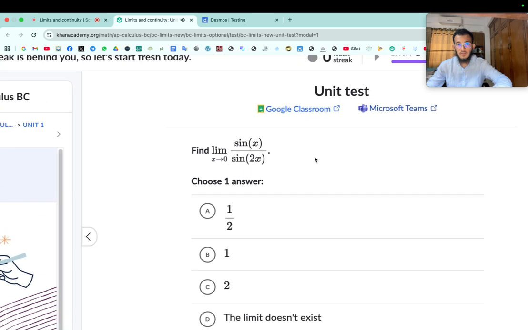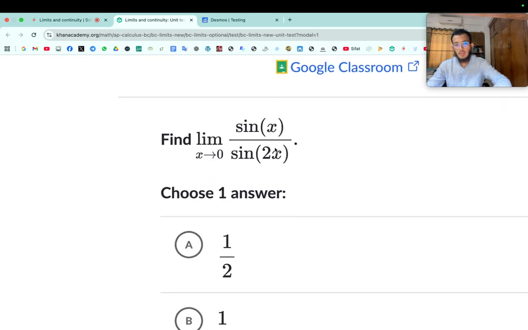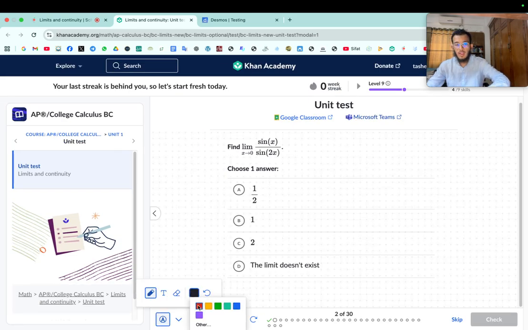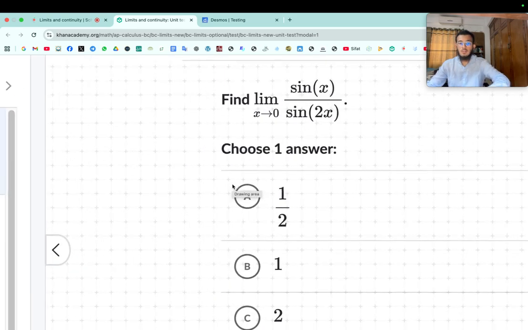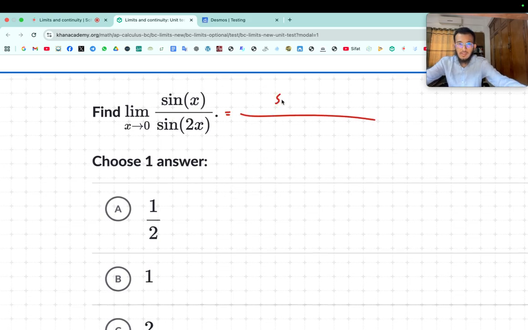Okay, they are asking us to find the limit as x tends to 0 of sine x divided by sine 2x. And the problem is if we plug in a value of 0 here, 2 times 0 is 0 and sine 0 becomes undefined. So we actually can't find the limit in this format. So we have to use the laws of trigonometric identities in order to rephrase it in a different way.